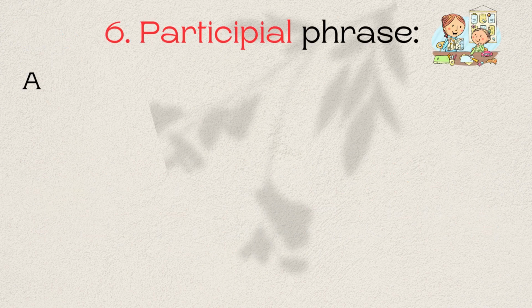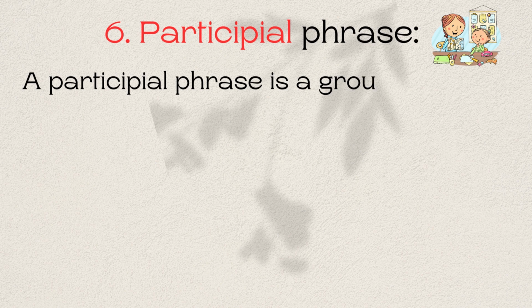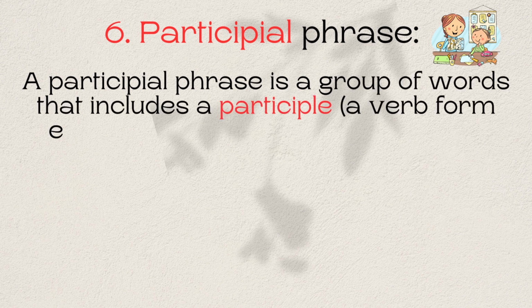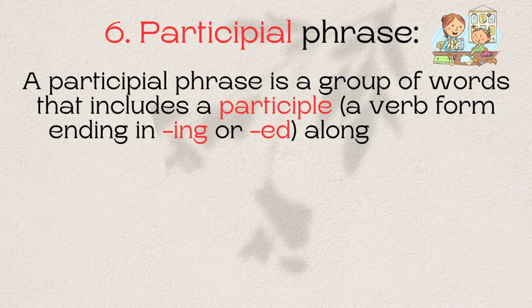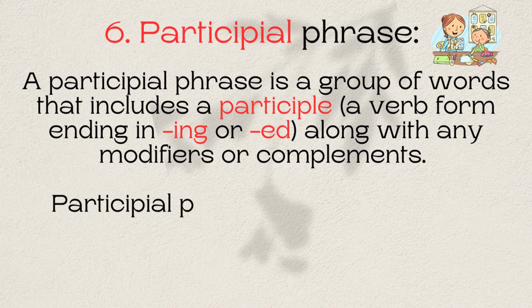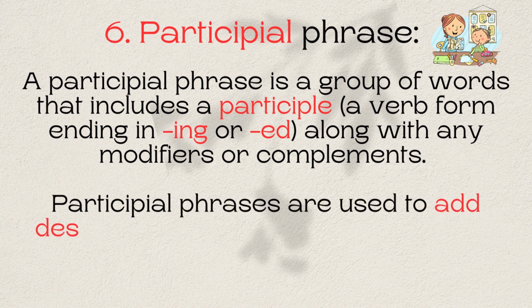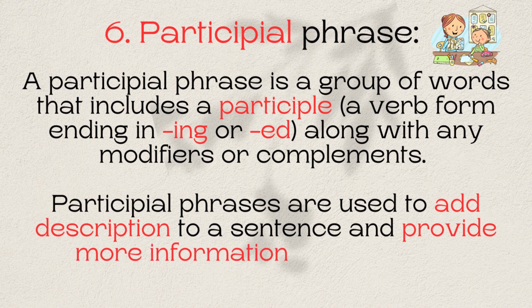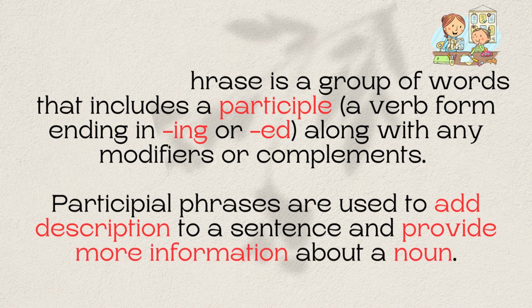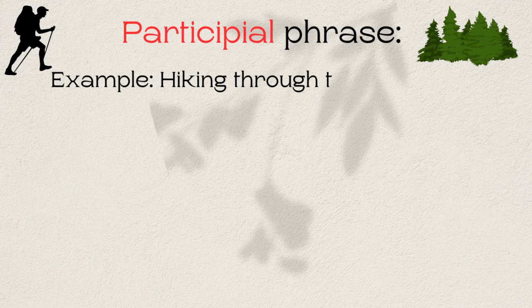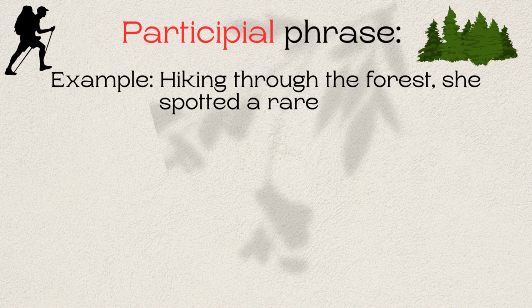Participial phrase. A participial phrase is a group of words that includes a participle, that is, a verb form ending in ing or ed, along with any modifiers or complements. Participial phrases are used to add description to a sentence and provide more information about a noun. For example, hiking through the forest, she spotted a rare bird.